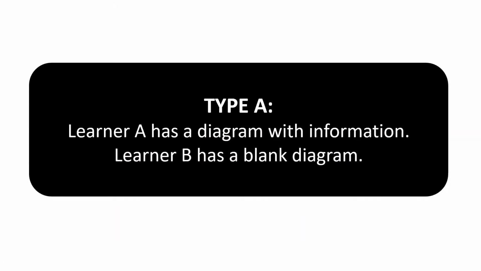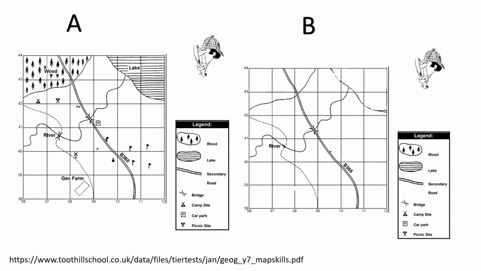Let's have a look at how devising a type A activity could look like in a geography lesson. This activity is based on a material freely available from Toot Hill School at the address provided at the bottom of the screen. Learner A has all the information, but I've changed the other map so that learner B has just the roads, rivers, and basic features on the map. The legend is available to both learners.